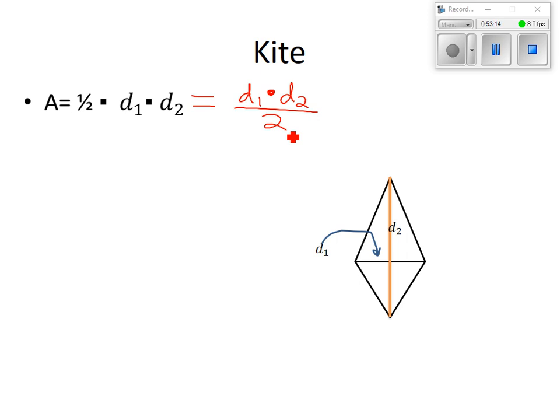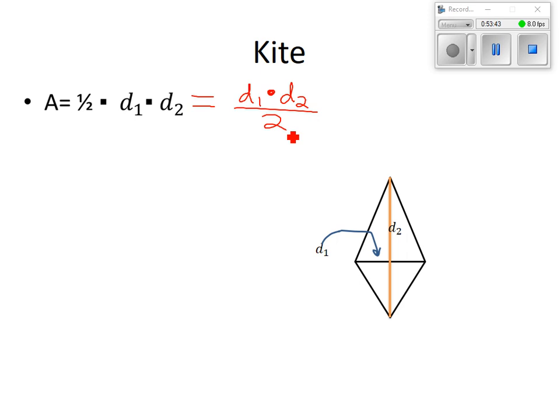Some people, if we were doing our family tree out here, would connect a kite to a rhombus and say a kite is sort of an offshoot of a rhombus, or a rhombus is an offshoot of a kite. I'd rather keep them separate so that you don't get confused. But it is the same formula. As far as area goes, it's the same formula.